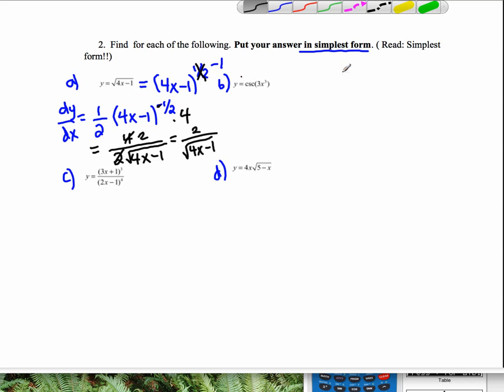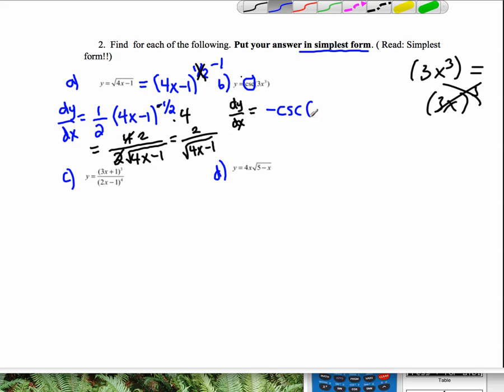The next one, well, the usual stuff. People like to mimic. They thought of this as 3x to the third power, which is not true. But because we did a bell work, people just mimic. Alright, so dy dx is going to be the derivative of cosecant, which is negative cosecant of the argument 3x to the third, cotangent, argument.